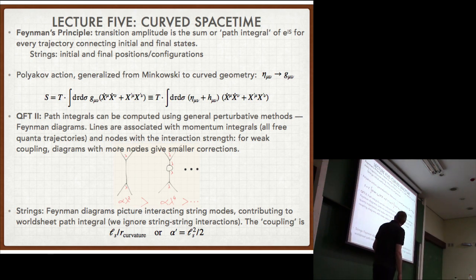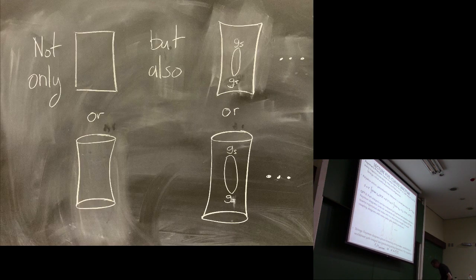I made a parenthetical remark here. We ignore string-string interactions. I'm only telling you half of the story, or in some sense the square root of the story. Because I just talked about perturbation theory when the string does this, or this: starts closed and ends closed, starts open and ends open.